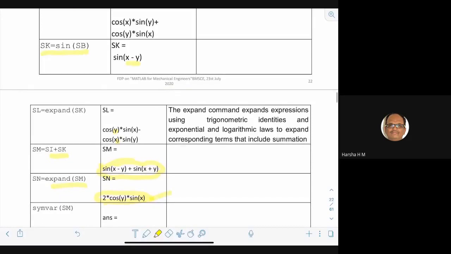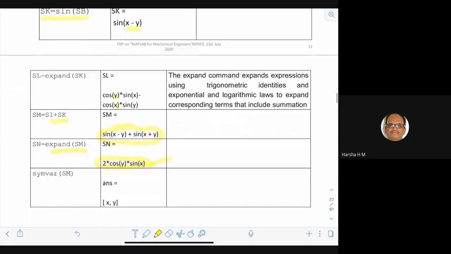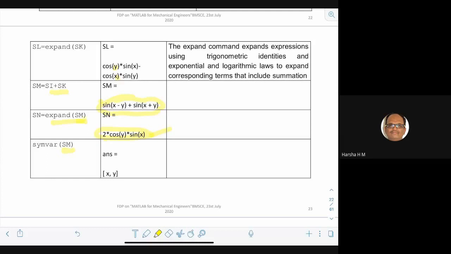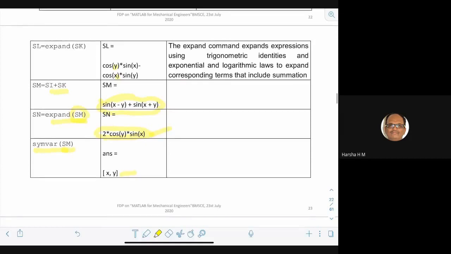And once you create this, you want to know what are the symbolic variables I have used in the expression SM. Automatically, it will be displaying this. So the symvar command is another command which tells you what are the symbolic variables that are available in the expression. Earlier it was the findsym command. I think they are phasing out that command and using the symvar command.